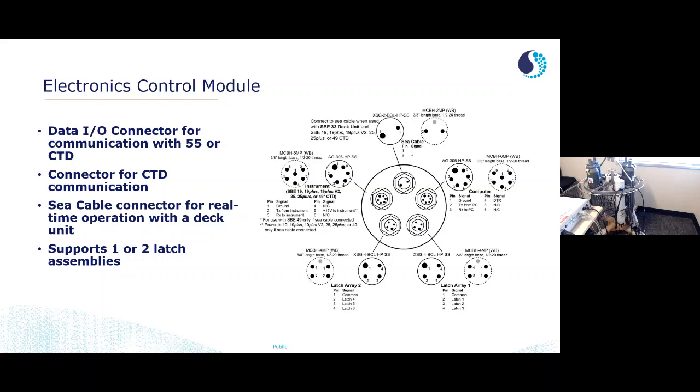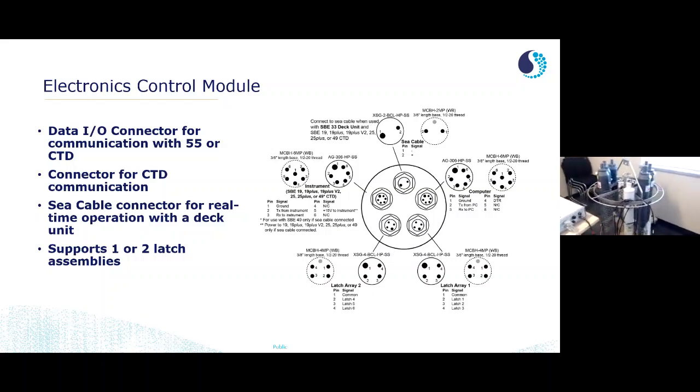It doesn't have any sensors built into it. So you can easily differentiate this from your CTD by noticing that the SBE 55 control module, the ECM as we call it, electronics control module, does not have a conductivity cell guard because it doesn't have a conductivity cell to guard. On the right side of this diagram, we have the connector diagram of the 55's ECM. And if you take a look at each of these connectors, you can see what the 55 ECM can support.